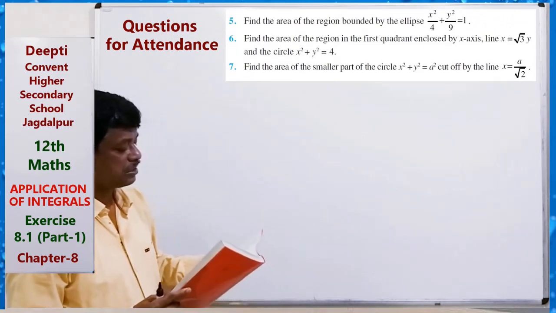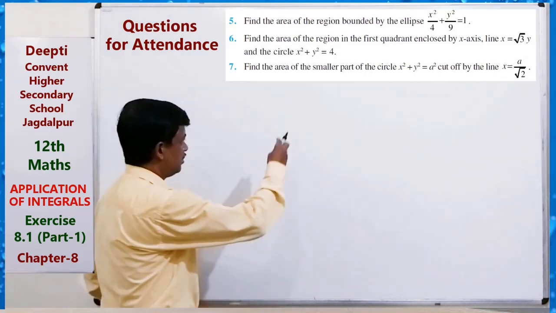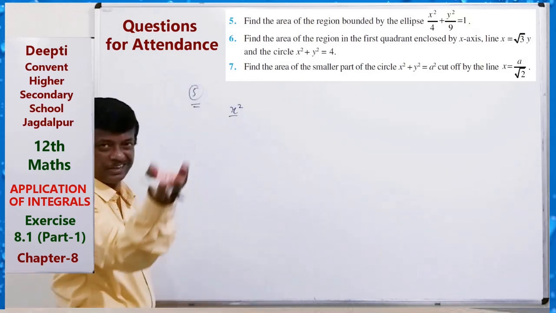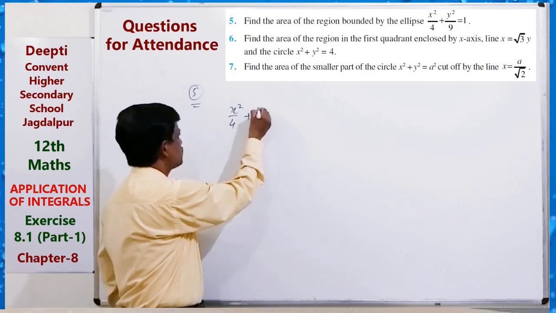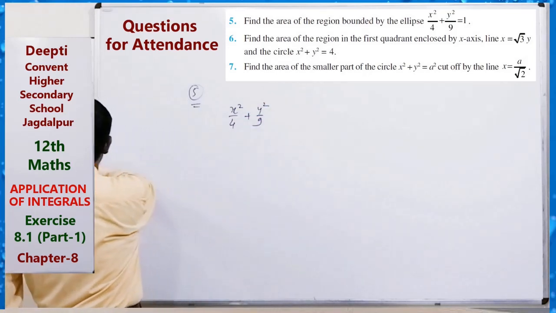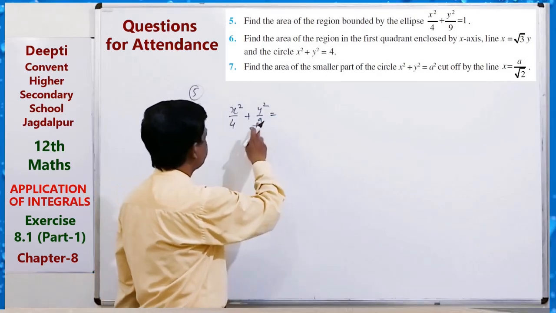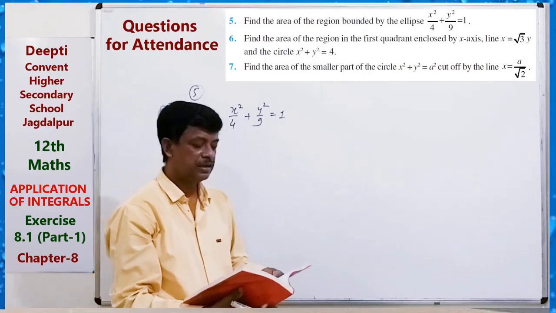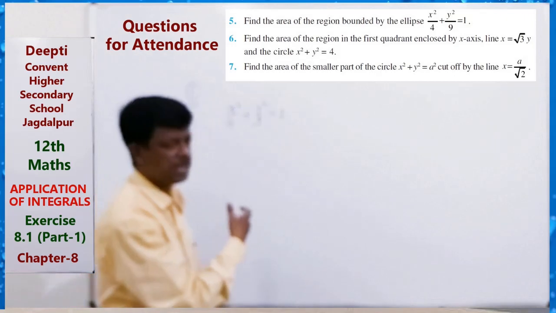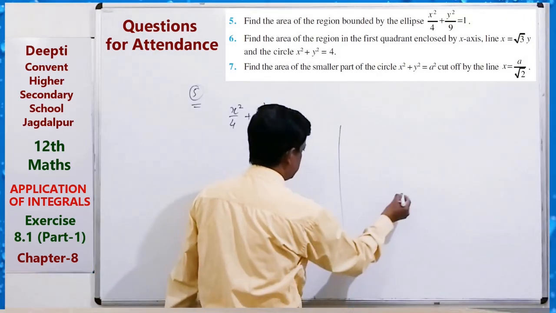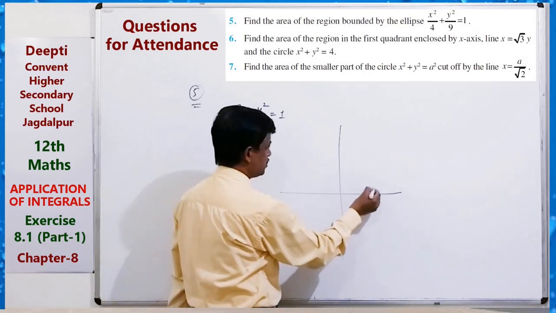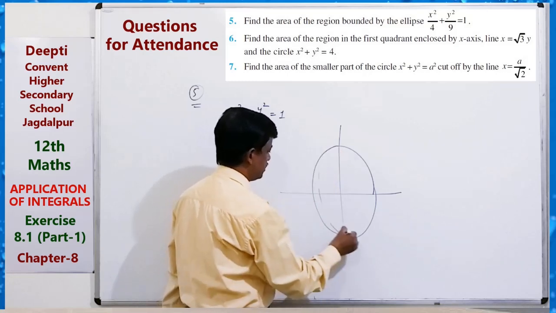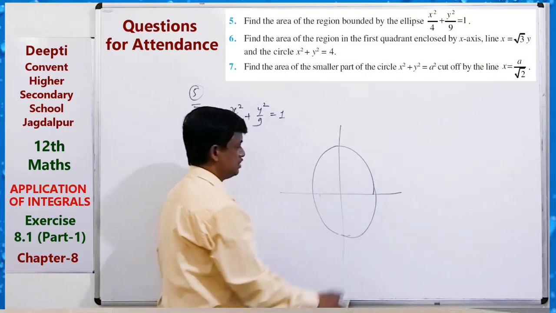Question 5. Find the area of the region bounded by the ellipse. The equation of the ellipse is x square by 4 plus y square by 9 equals 1. This is the ellipse. So find the area of the region bounded by this ellipse. Same as question 4. Here a has the lesser value, so the ellipse is like this. Just find the area of this ellipse.